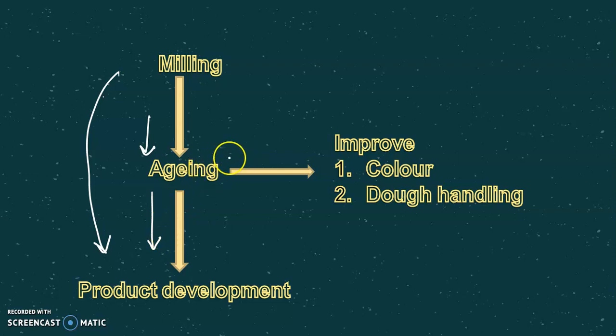And during aging, we have two main concerns for which we go for the aging. The number one is the color, and the second is the dough handling, to improve the dough handling properties. And in this lecture, we will discuss the color.